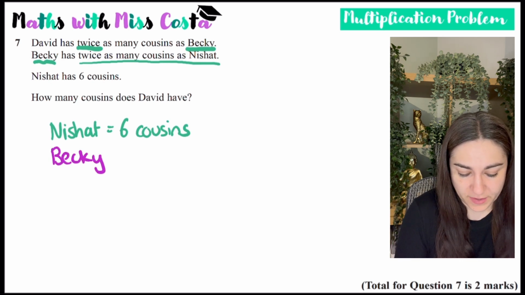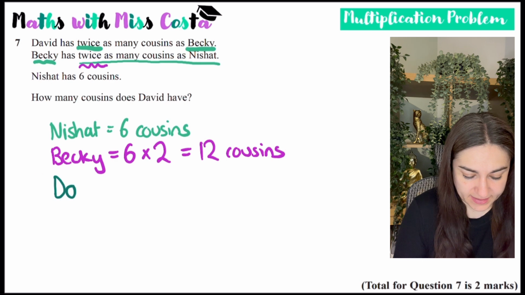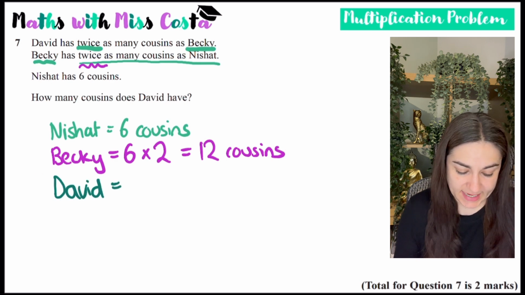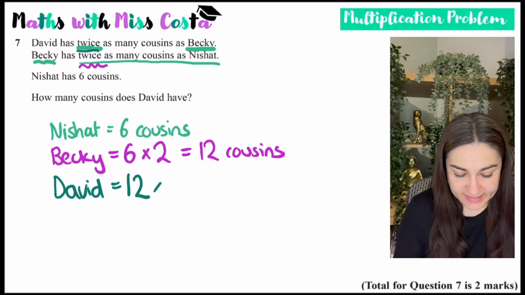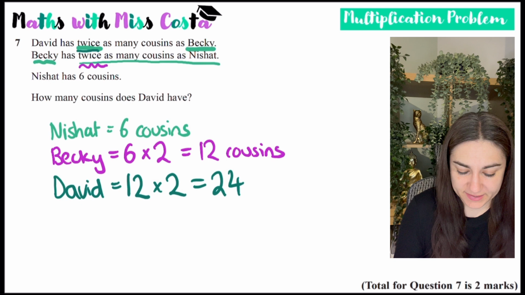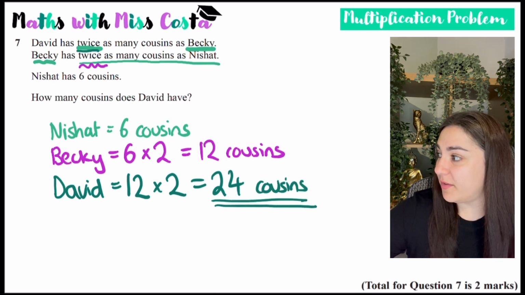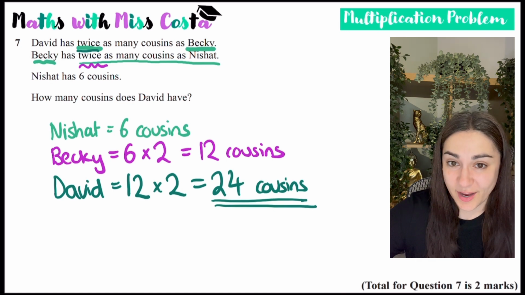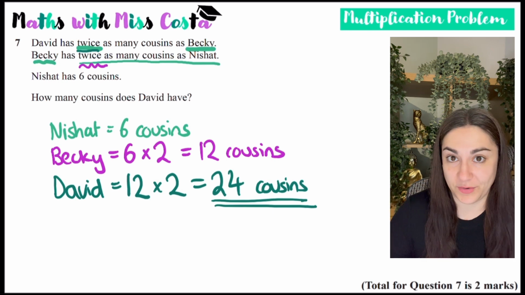So Becky, what do I know about her? It says that Becky has twice as many cousins as Nishat. So if Nishat has 6 cousins, Becky's going to have 6 times 2, which is 12 cousins. Then I've got David. So David has twice as many cousins as Becky. So if Becky has 12 cousins, David's going to have twice this. So 12 times 2 is 24. With questions like this, the actual question is quite simple. It's just interpreting it, which is why it helps writing each piece of information that you know out.